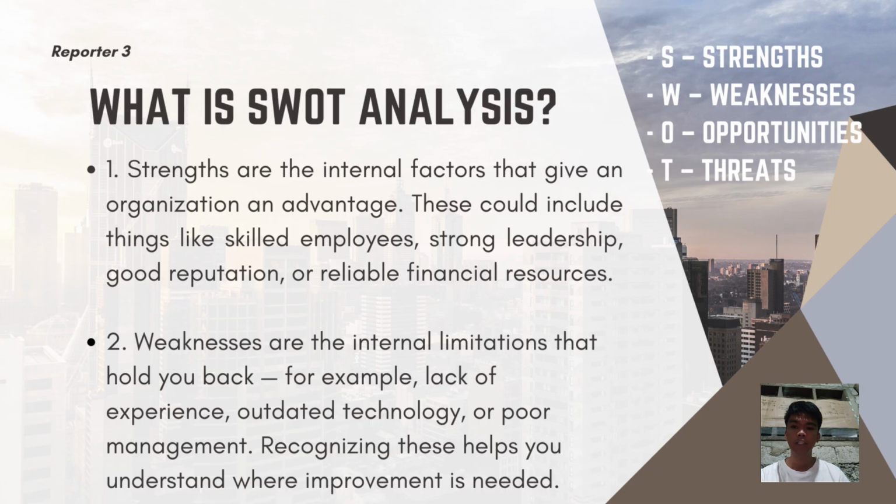Strengths are the internal factors that give an organization an advantage. This could include things like skilled employees, strong leadership, good reputation, and reliable financial resources. Number 2, weaknesses, are the internal limitations that hold you back. For example, lack of experience, outdated technology, or poor management. Recognizing these helps you understand where improvement is needed.